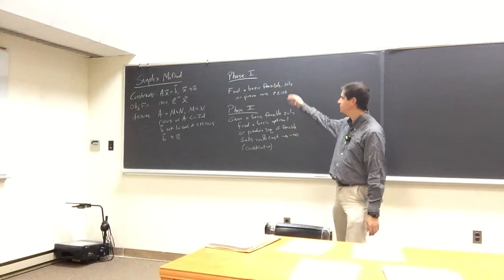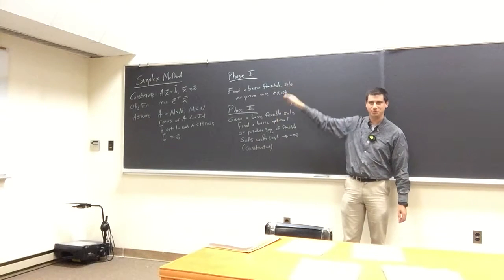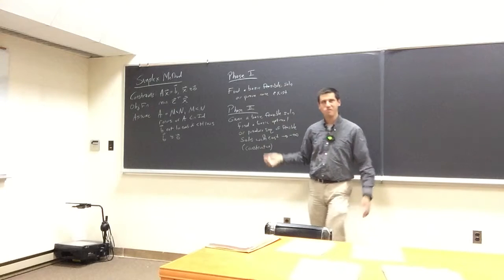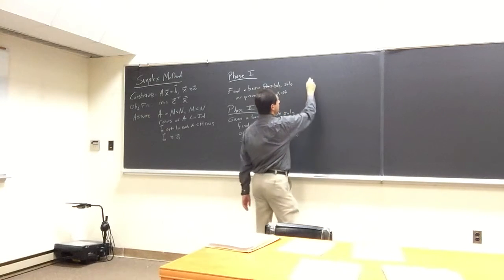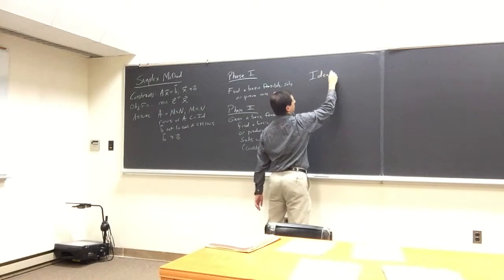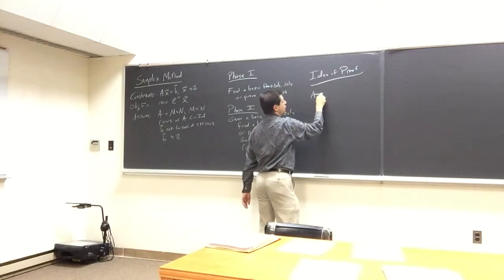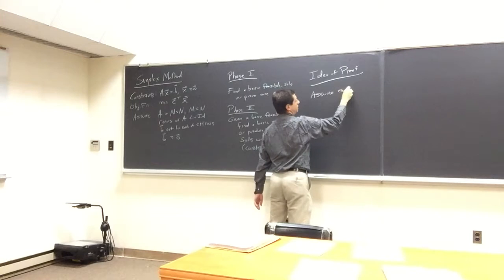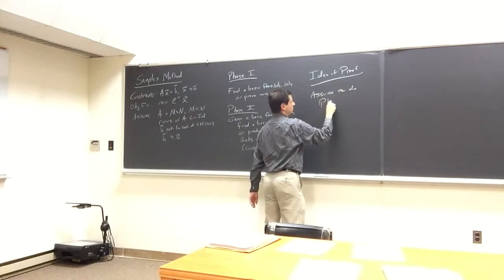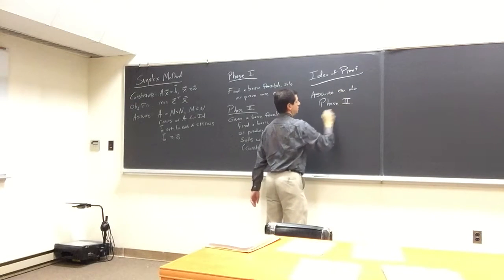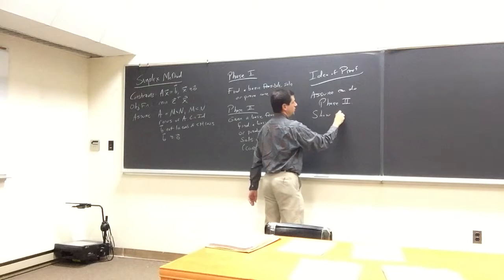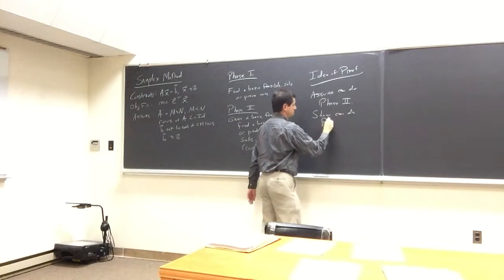Now, this is extremely bird's eye view. I haven't actually told you how to do either phase 1 or phase 2. So let's get a little bit better. So here's the idea of proof. Assume we can do phase 2. Show we can do phase 1.